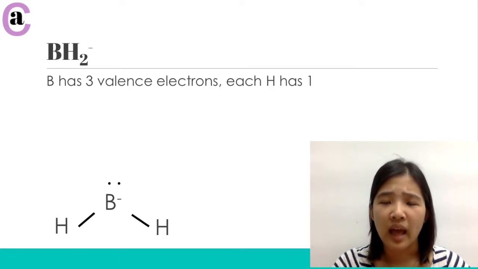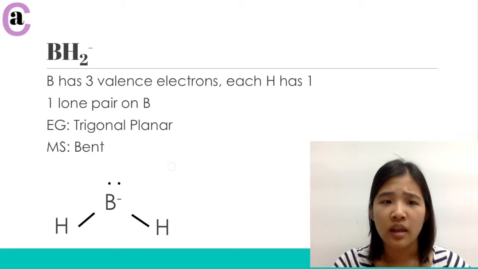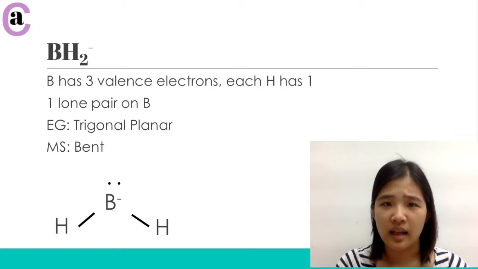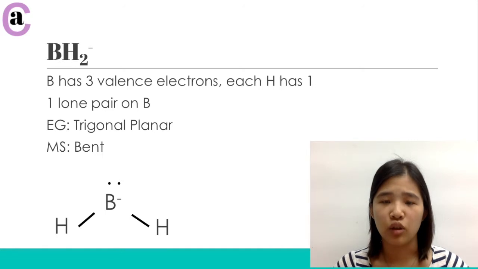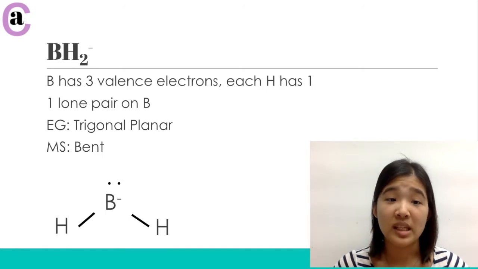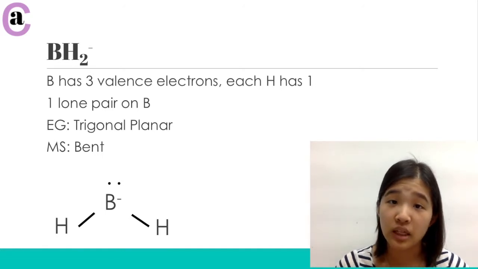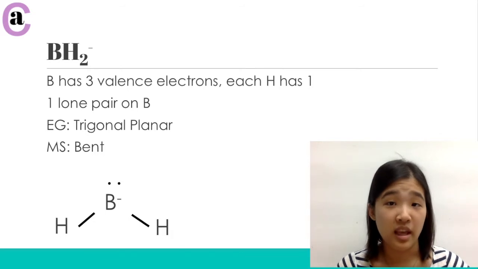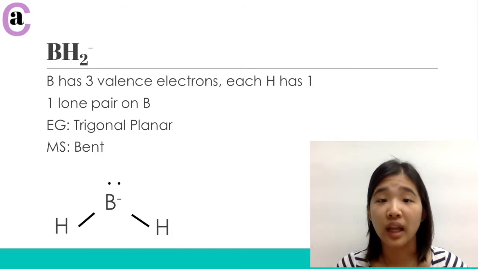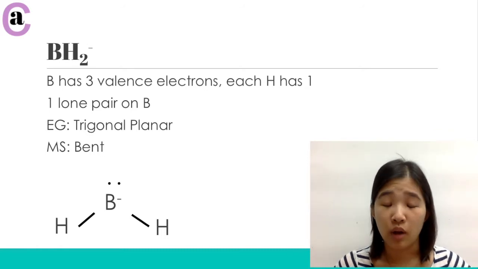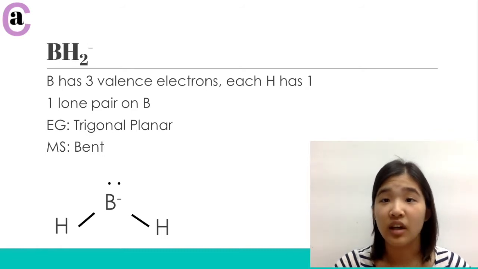And since we have that lone pair, the electron geometry and molecular shape are different. So you can see the electron geometry, which takes into account the lone pair, is trigonal planar, whereas the molecular shape, which is what the molecule actually looks like, here is bent.